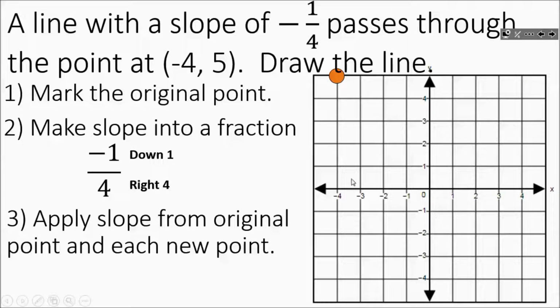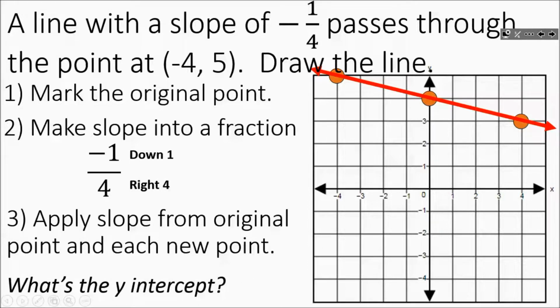So I'm going down 1, right 4, and there we go. Down 1, right 4 again, there we go. We've run out of space. Just put as many as you can put on, and then you're good to go. Regarding the y-intercept, that's going to be at a +4. It's hitting the y-axis at +4.